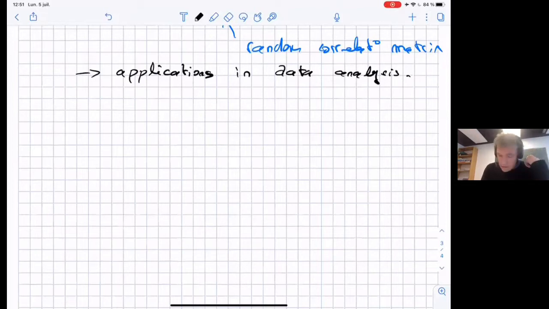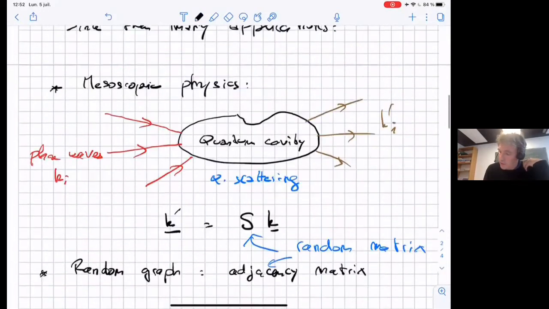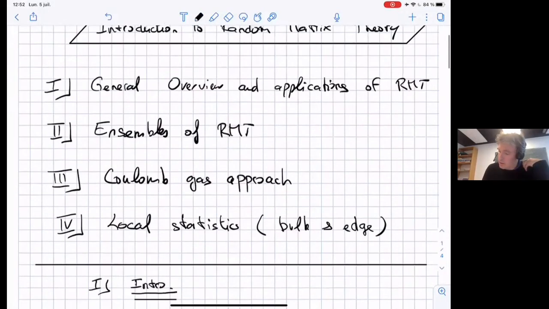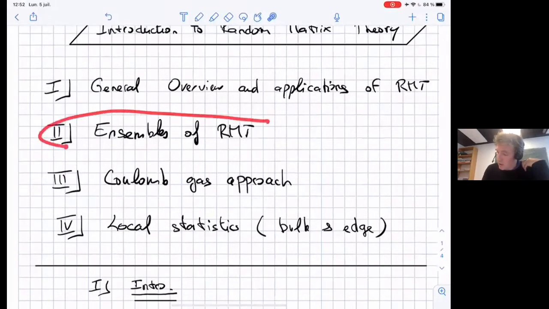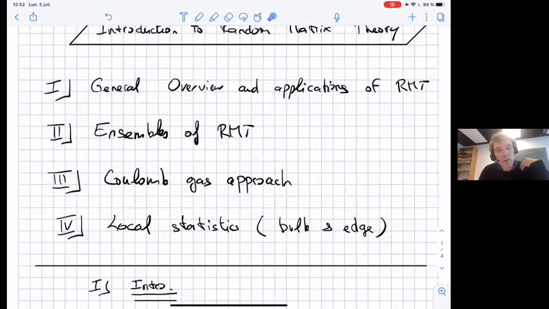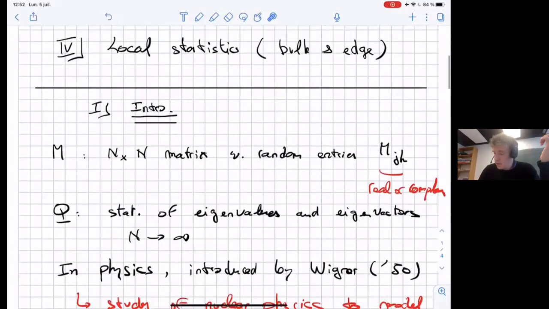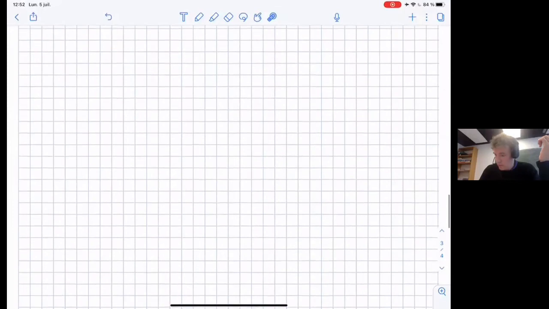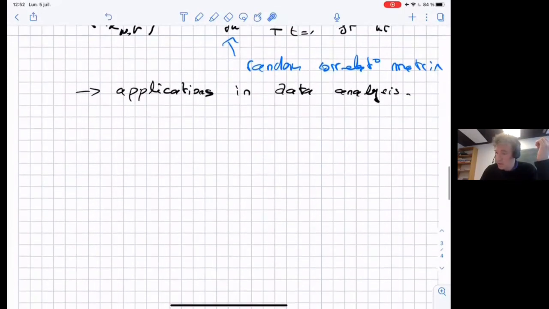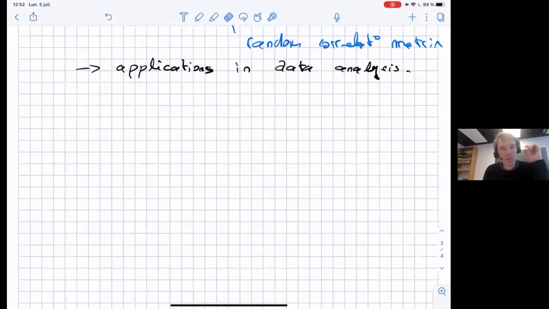Good. So let's go to the second point of this lecture, which has to do with the ensembles of RMT. I will not be exhaustive because there is actually a very large list of RMT models and RMT ensembles, but I would like to discuss with you two main ensembles, which are first the Wigner matrices, and the second one the rotationally invariant ensembles, which to some extent are actually the most natural ones.